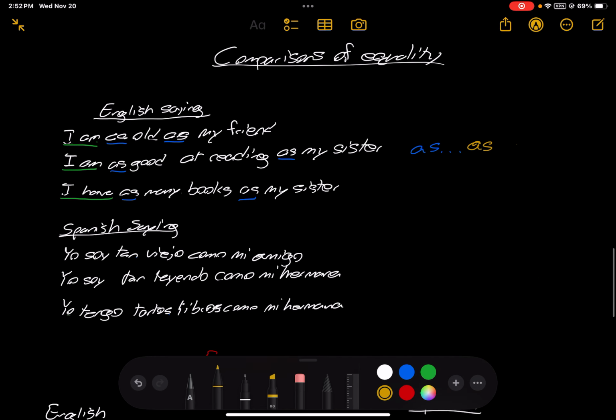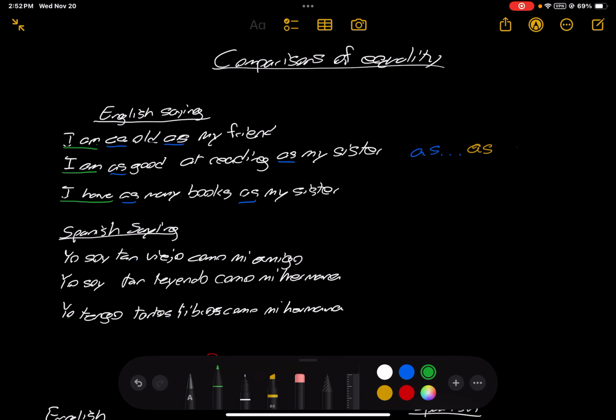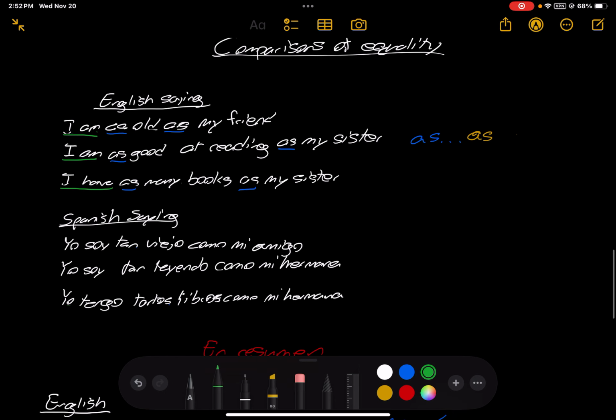En español es más similar. Yo soy tan viejo como mi amigo. Yo soy tan bueno leyendo como mi hermana. Y yo tengo tantos libros como mi hermana. Again, our conjugations, our comparisons, and our followers.